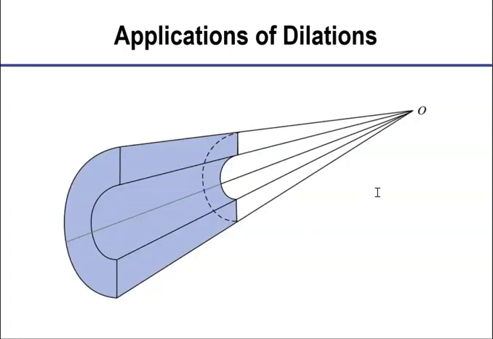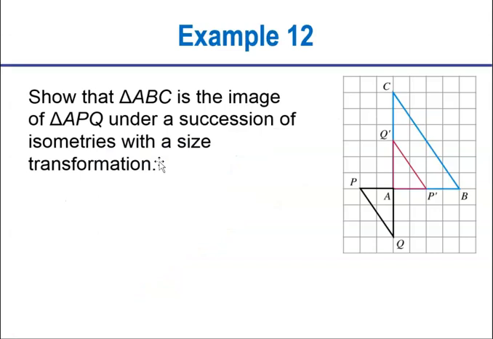So you'll see here, notice our center, O, and then here's our original image for a C, and then you project it to make it larger, and notice the shading in blue makes it look three-dimensional, like a super thick C. And so this is something that is used in art all the time. Now we have another problem. Show that triangle ABC is the image of triangle APQ under a succession of isometries with a size transformation.